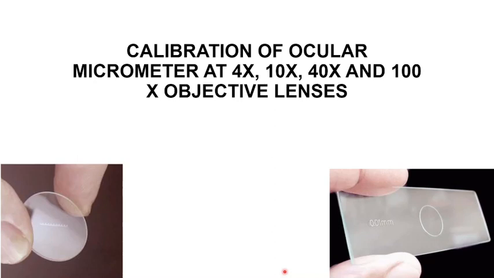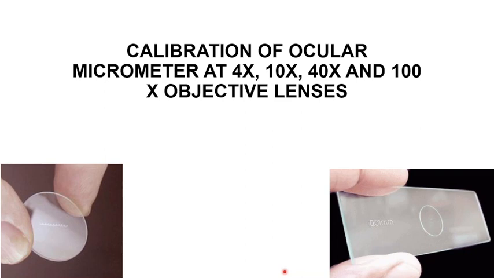Today I will demonstrate the calibration of the ocular micrometer at different objective lenses, that are 4x, 10x, 40x and 100x. First of all, you should know why the ocular micrometer needs to be calibrated. Basically, its calibration is needed in a procedure that is micrometry, and micrometry is the procedure in which we measure the size of microorganisms.